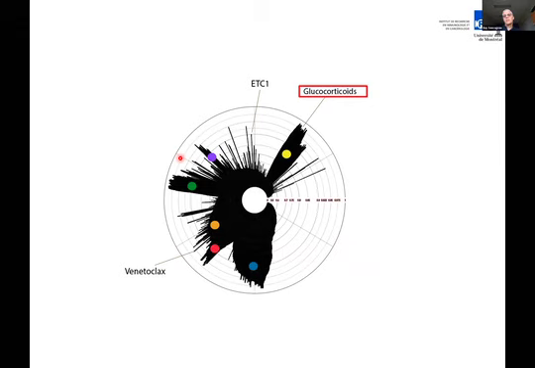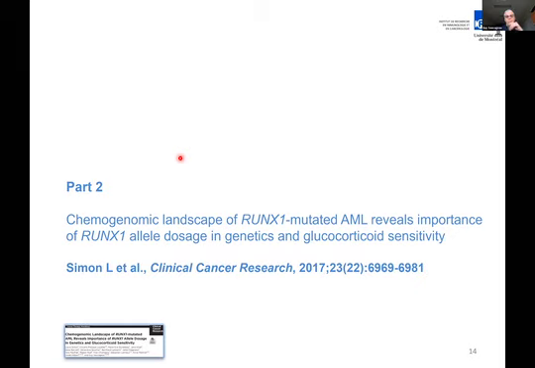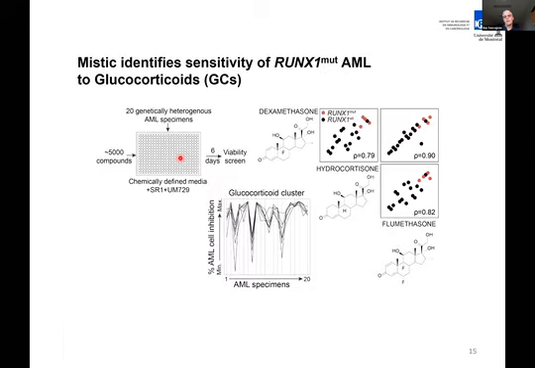Okay, let's now focus on this glucocorticoid topic. So Laura published a couple of years ago the chemogenomic landscape of RUNX1 mutated AML, and I just want to highlight some of the few findings on how she came to identify that glucocorticoids were quite effective in a subset of these RUNX1 AML.